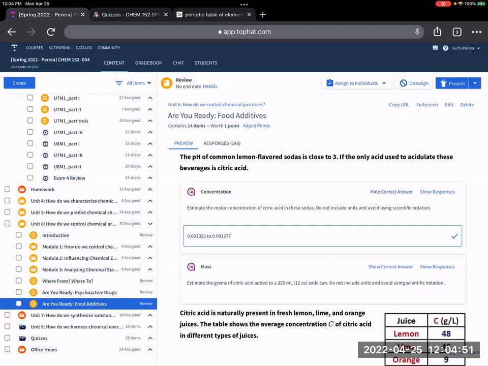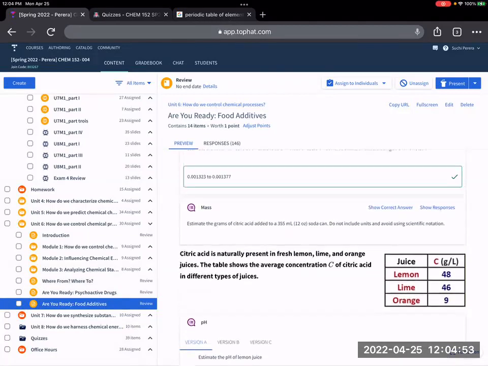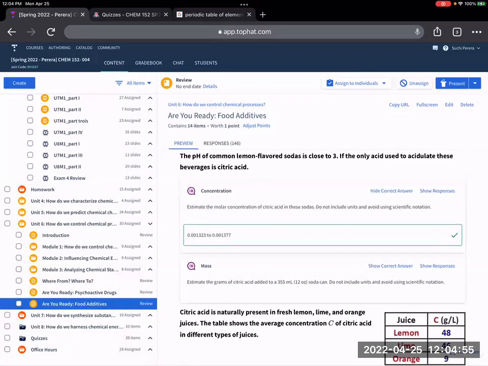Okay, now moving on to the next question. Estimate the mass in grams of citric acid added to a 355 milliliter soda can. Do not include units and avoid using scientific notation. Okay, that's fine. So you know the concentration, 0.00135, and then you are given the volume. You just need to find the mass in grams.